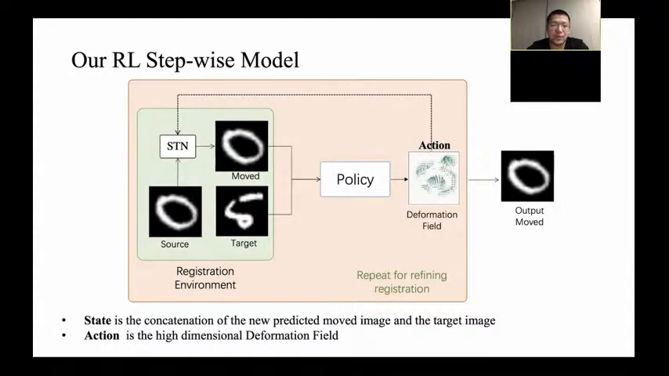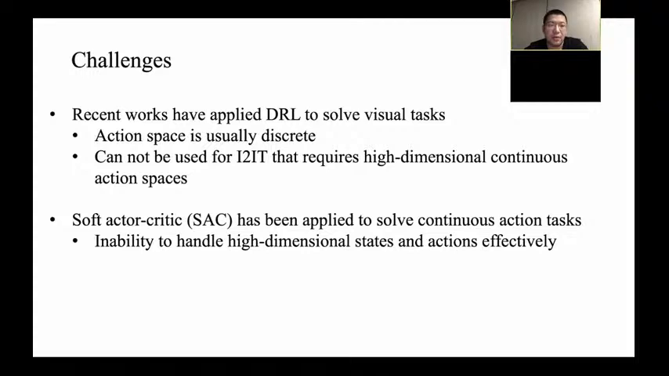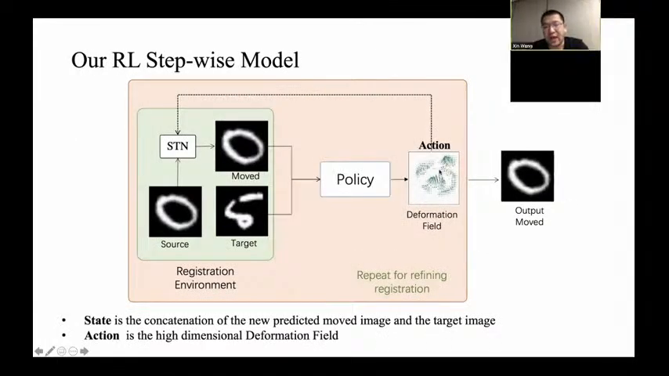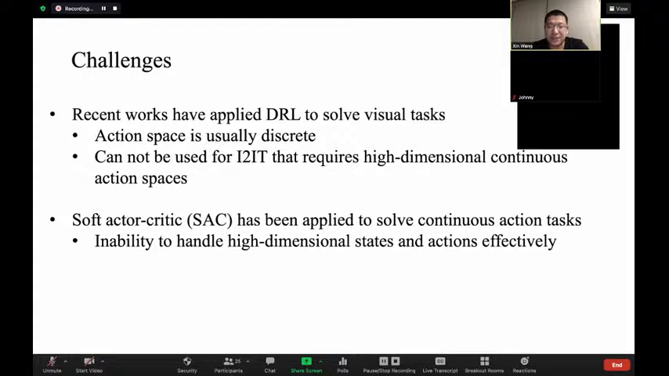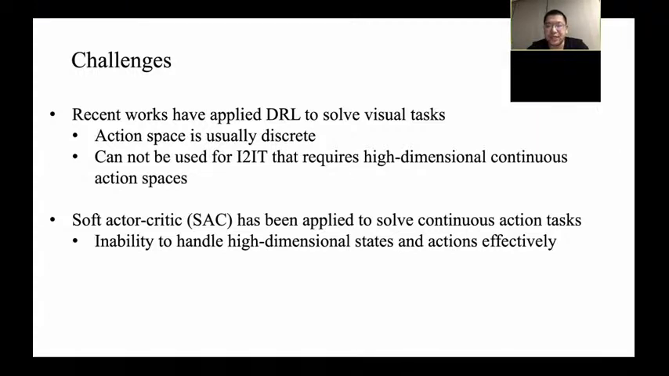So let's see what the challenge is here. All the recent works that have applied DRL to solve vision tasks have an action space that is still discrete and cannot be used for I2IT, which requires a high dimensional and continuous action space. As we mentioned before, our action is a large deformation field, which has the same size as the input image. That's different from all the previous DRL models. Recently, soft actor-critic, SAC, has been applied to solve continuous action tasks, but it is still hard to handle very high dimensional states and actions effectively. I think in their model, their continuous actions are around 20 dimensional, around 21, yeah. So it is still a very low dimensional action space.